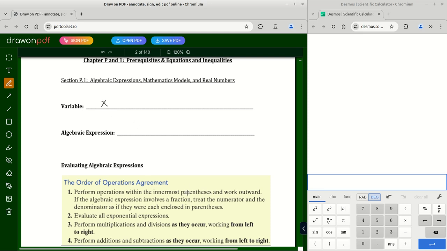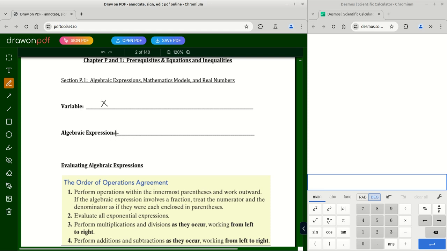Variable is X. Yeah, that's it. Well, I mean, it's really just a letter that represents some numbers, any numbers, all numbers. It kind of depends, but we use X most of the time. So when you think X, think variable. Whenever you think variable, think X.